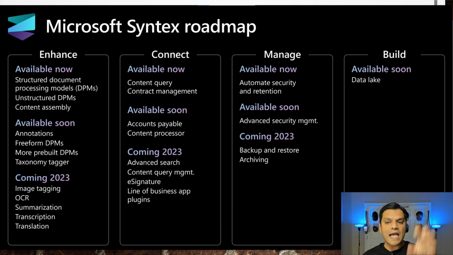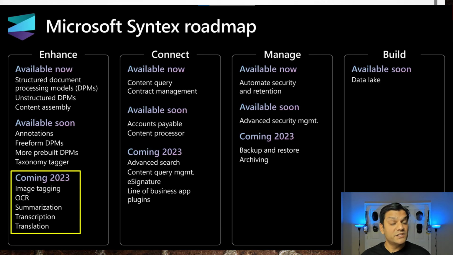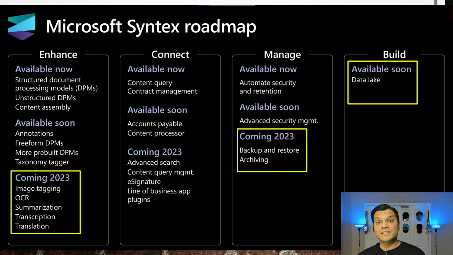In the roadmap, as of right now, all of these enhancements and connections and managers are available. But for example, for the enhancements coming in 2023, there's going to be the image tagging functionality, which is pretty neat because it helps to make the search much better. Again, on the managed side, more backup, restoring and archiving functionalities. And then in the future, something that they're going to make available is to take all the data and also make it available in Data Lake.